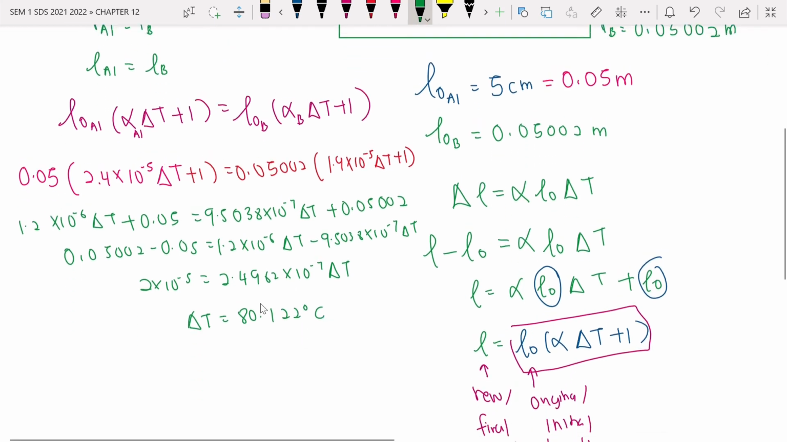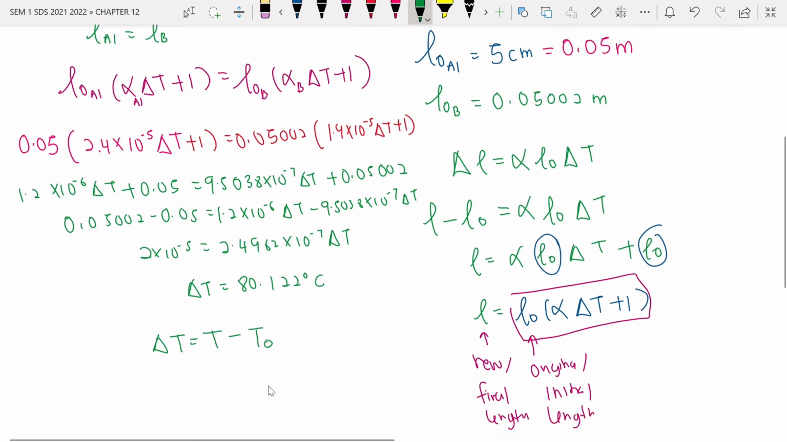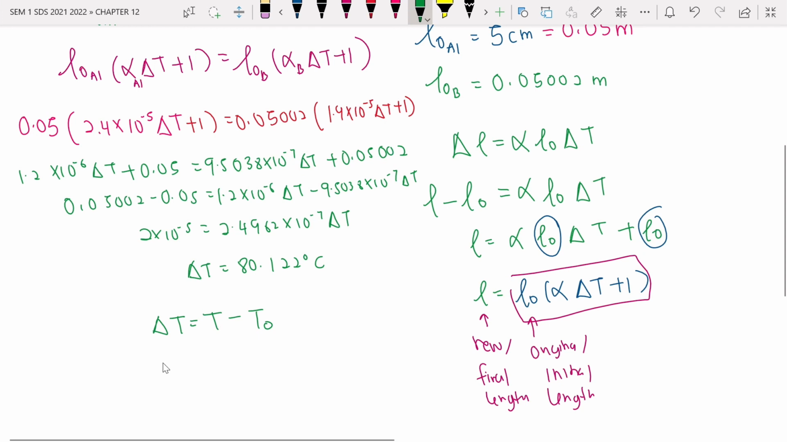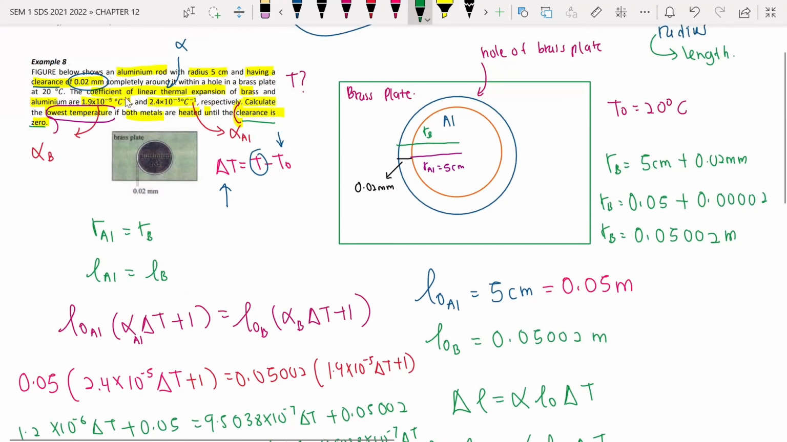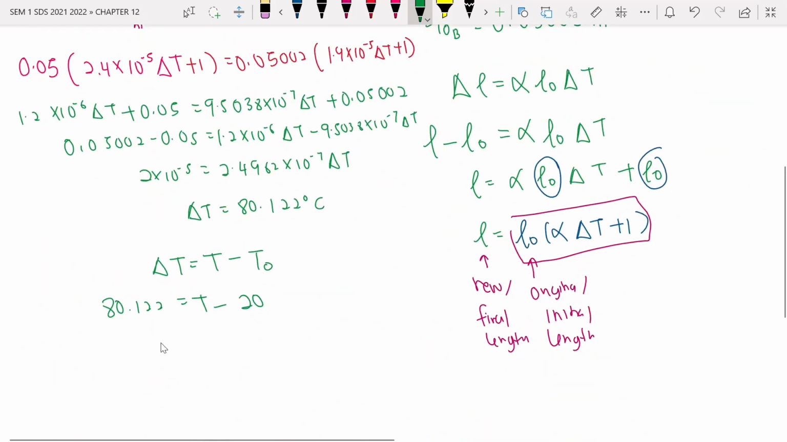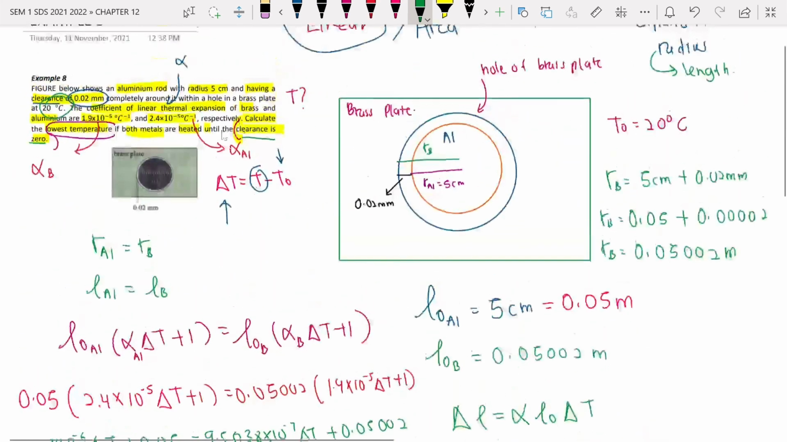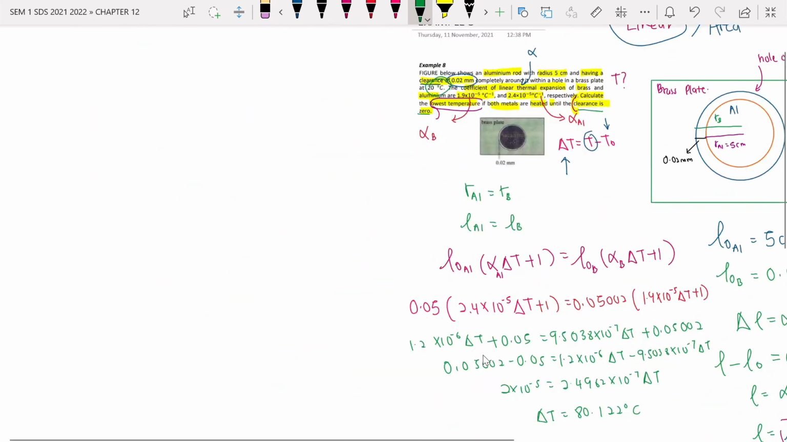Now, from here we already know the change in temperature, and we know change in temperature is final temperature minus initial temperature, meaning new temperature minus the original temperature. The difference in temperature is 80.122, and we are going to look for the new temperature, which is the lowest temperature, minus the initial temperature, which is 20 degrees Celsius. So therefore your new temperature, your final temperature, or the lowest temperature is 100.12 degrees Celsius. So that's all for this question.